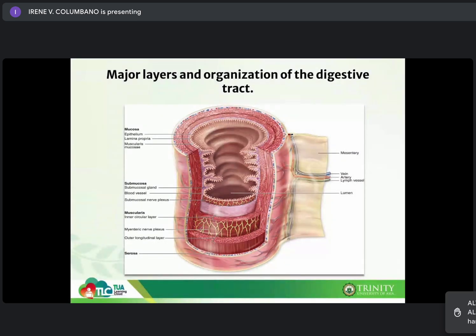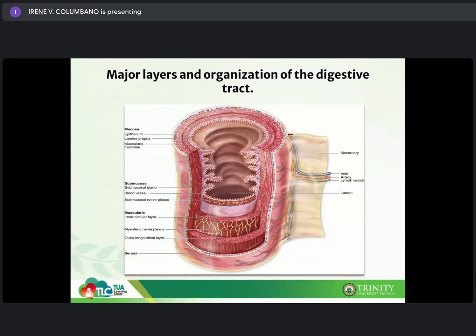Yes, Eliza? Mucosa. Very good. Michelle? Submucosa. Dino? Muscularis. And Henry? Serosa po. Serosa or the adventitia. Okay, very good. So those are the major layers of the digestive tract.